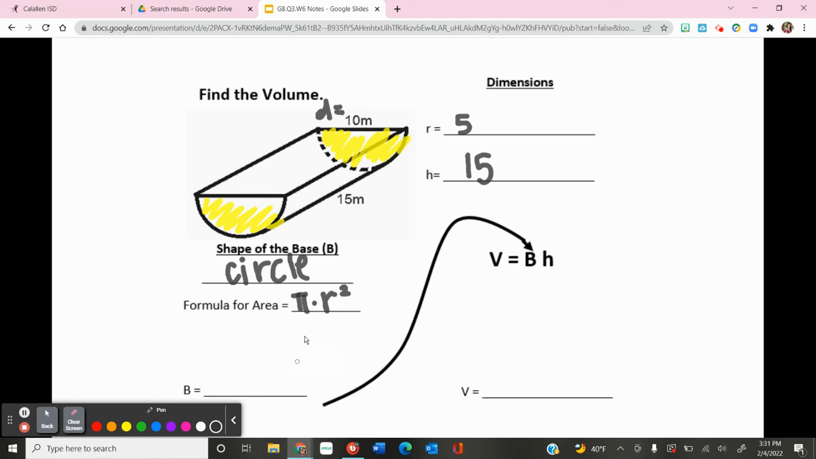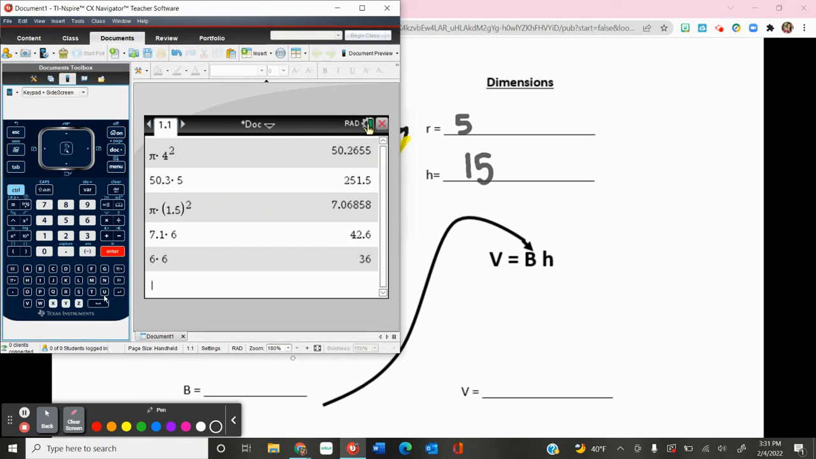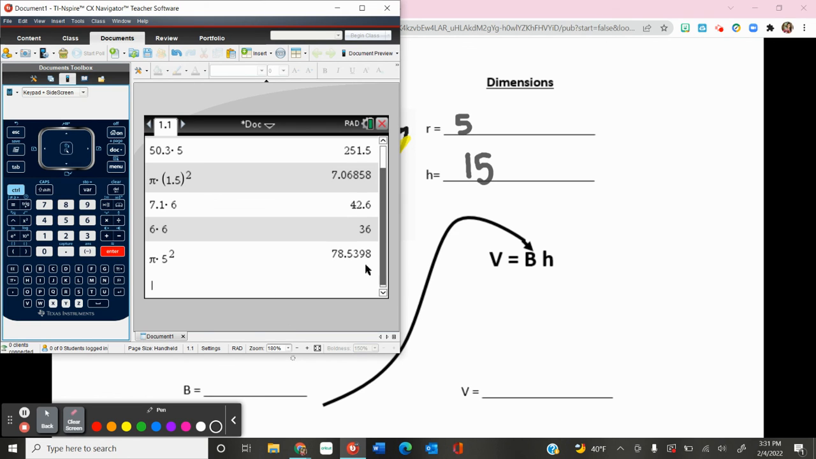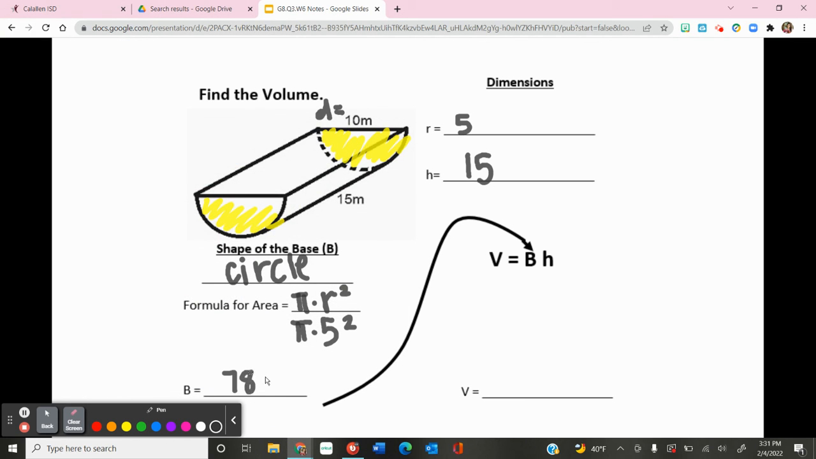So now we can go ahead and find the area of our base. So for the area of our base, we have pi times our radius, which is 5 squared. So now in your calculator, type pi times 5 squared and press enter. We get 78.5398. Now again, we want to round to the tenths place. So this 3 is actually going to leave the 5 alone. So the area of our base is going to equal 78.5.